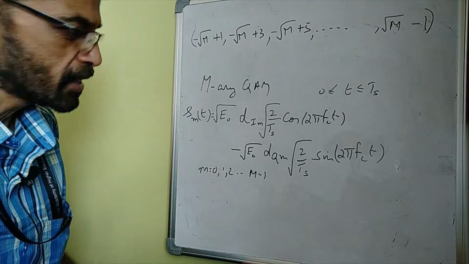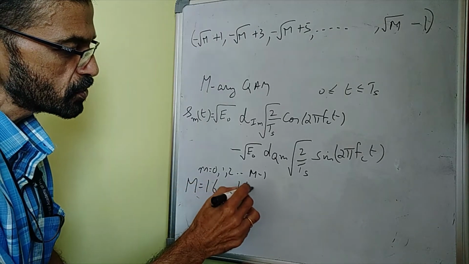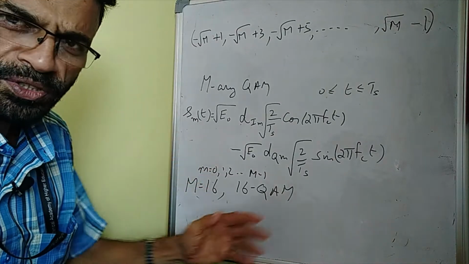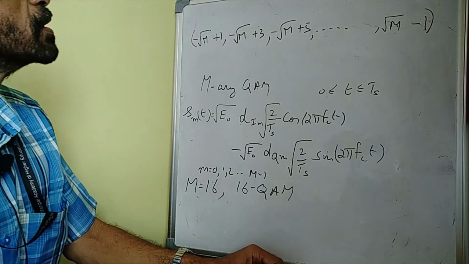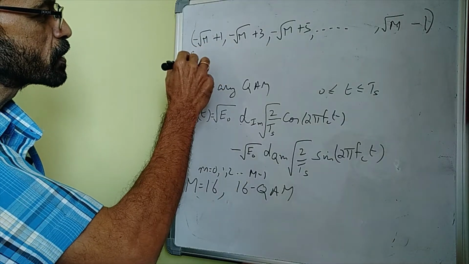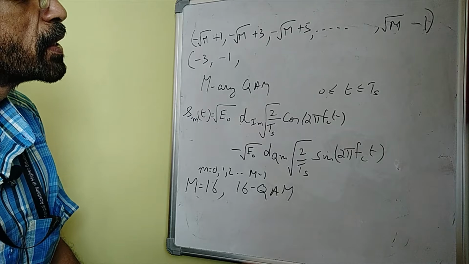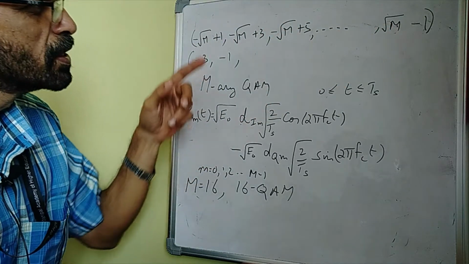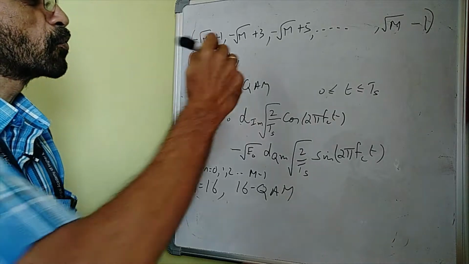So as an example, let's say that we have M equal to 16. That gives us a 16 QAM. That means there will be 16 symbols in all. 2 raised to 4 is 16, so 4 bits will constitute one symbol. Now, if M is 16, root M becomes 4. And this range will be minus 4 plus 1, that is minus 3, minus 4 plus 3, that will be minus 1. And then the next, minus 4 plus 5, that is 1.